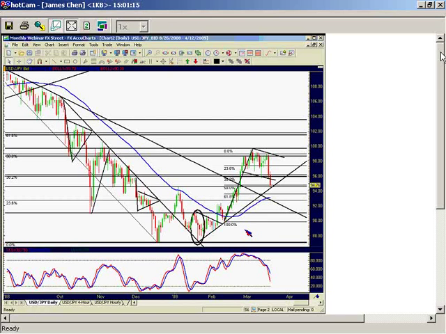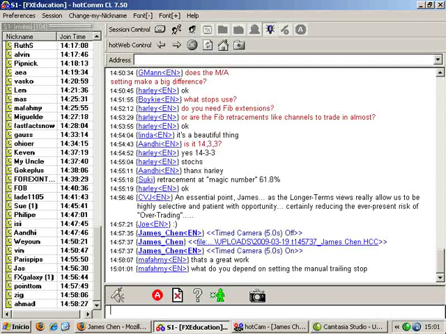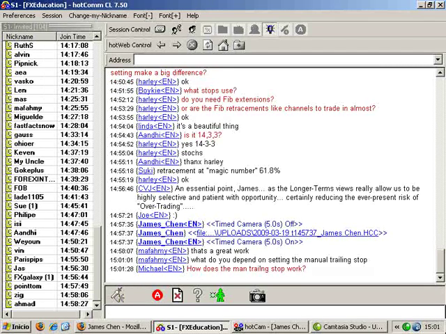Okay. Now the question: what do you depend on setting the manual trailing stop? You don't have a setting for the manual trailing stop. I'm sorry. How do I set the manual trailing stop?